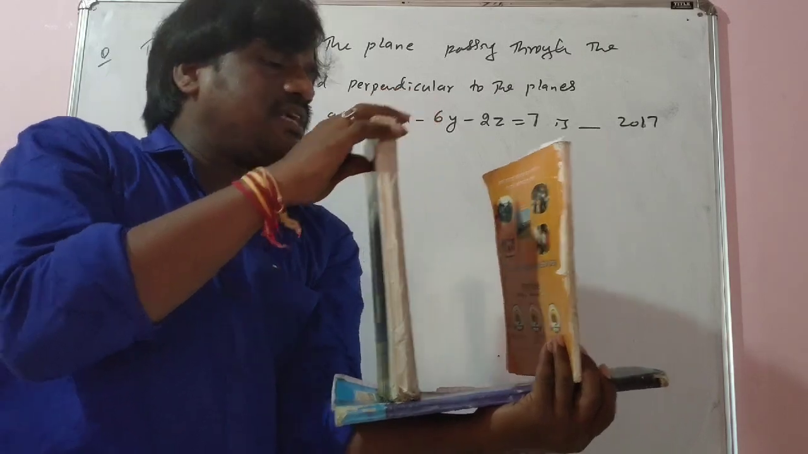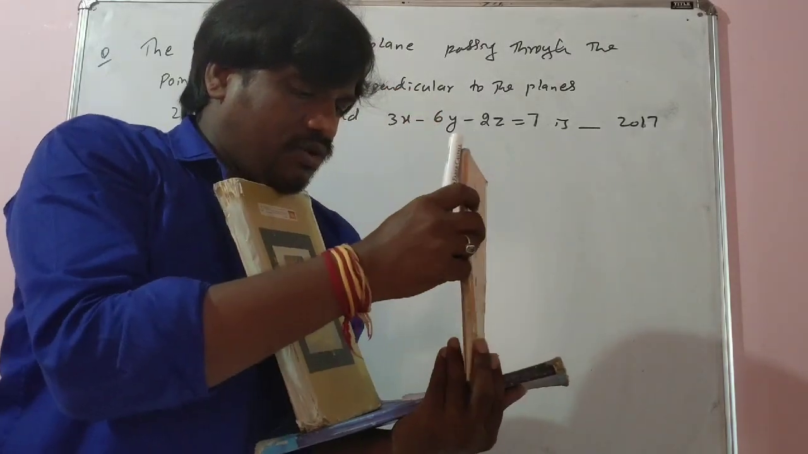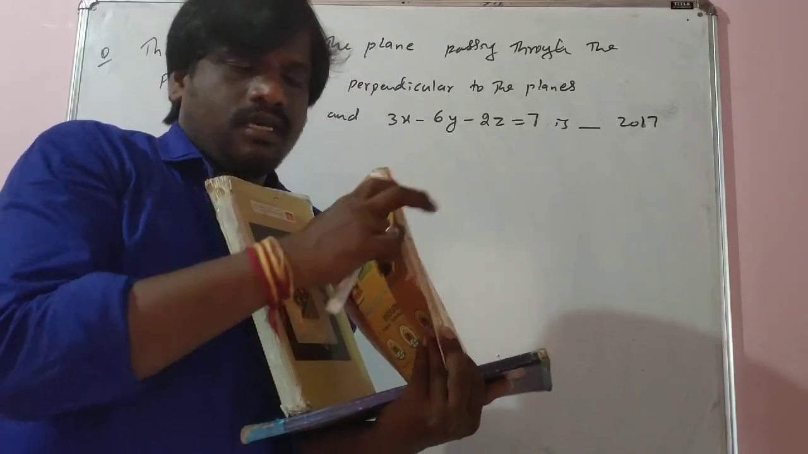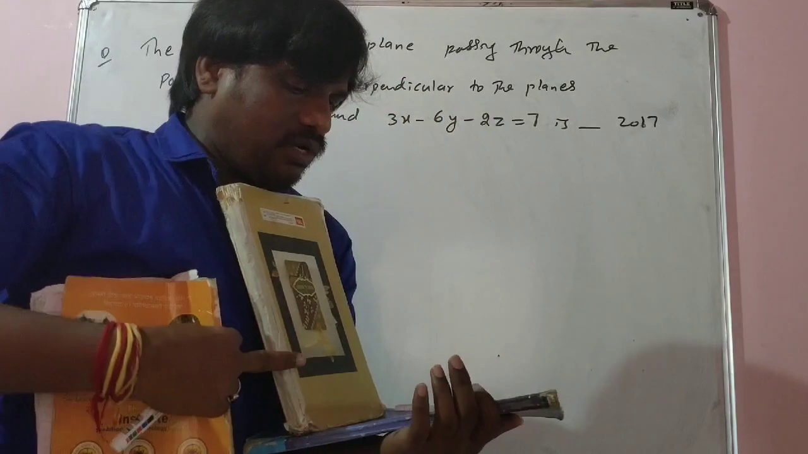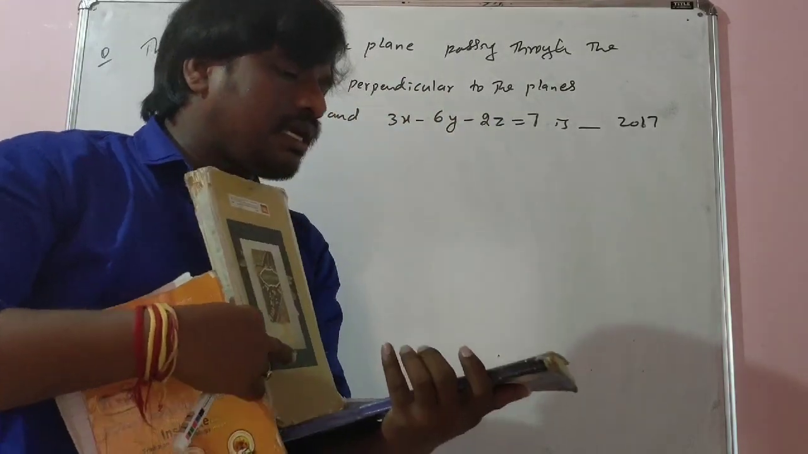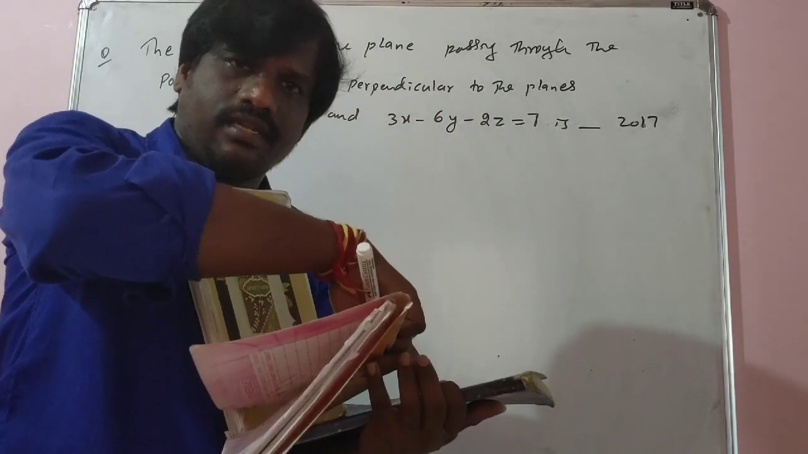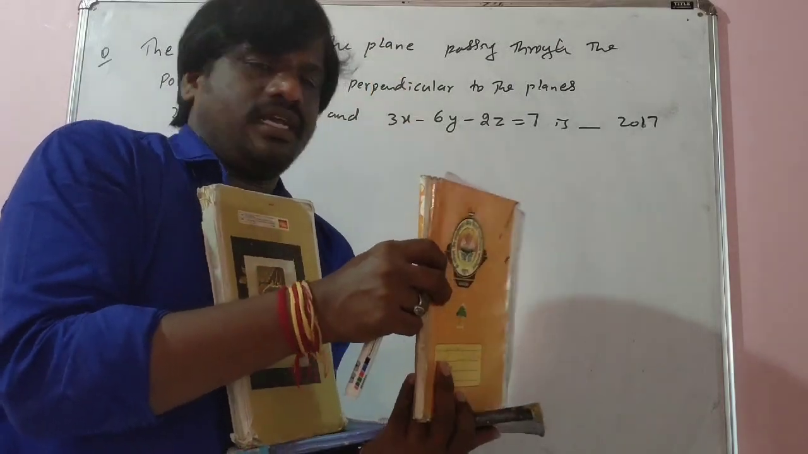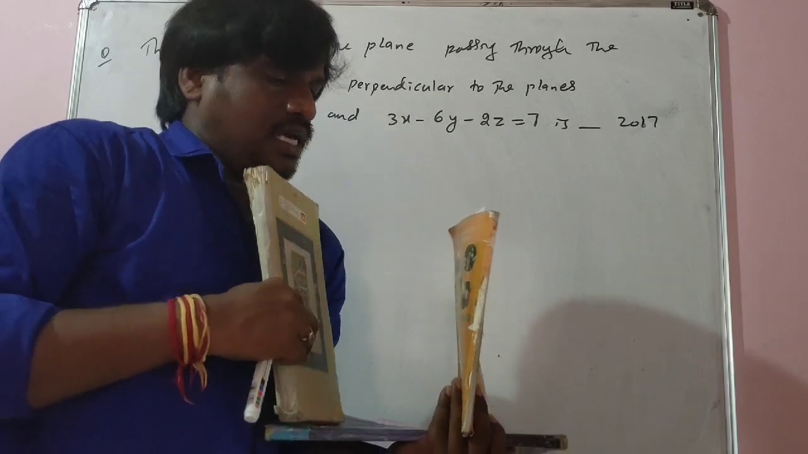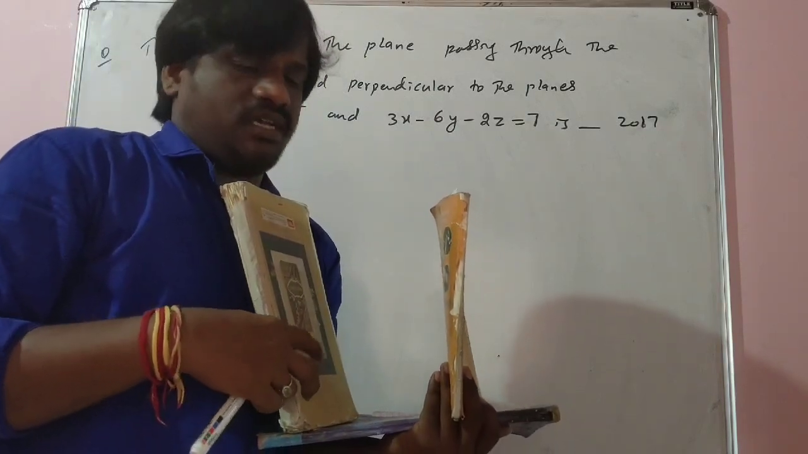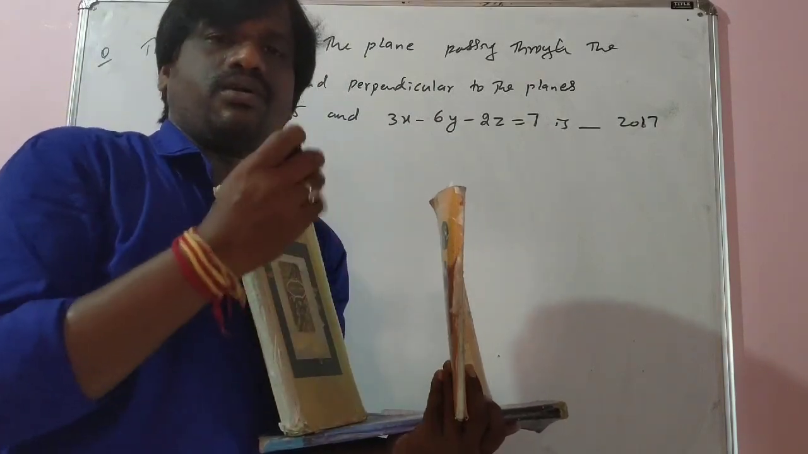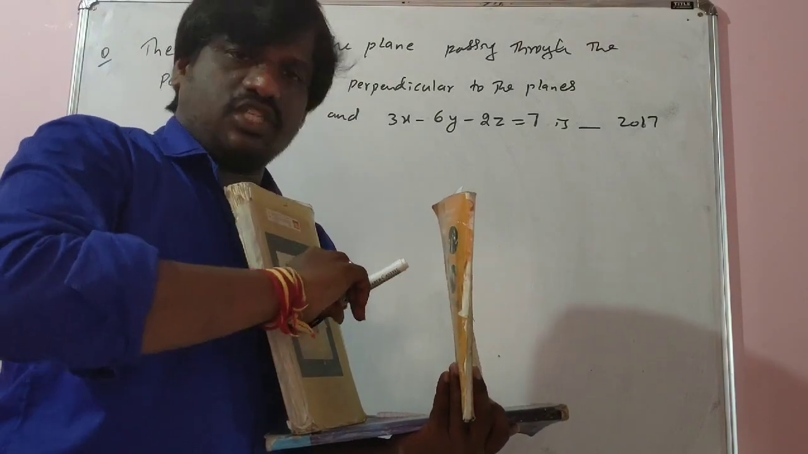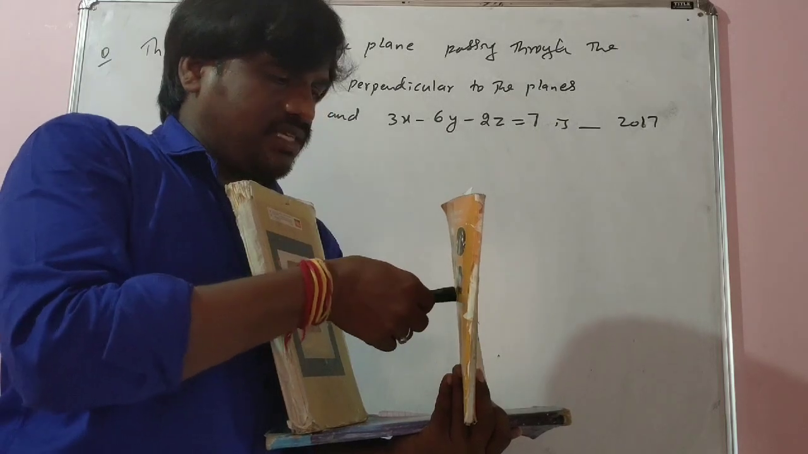You have to find the equation of this plane, and they have given a point on this plane, and they have given two perpendicular planes. If I want to find the equation of this plane, what do I do here? I take the normal of each of these planes.